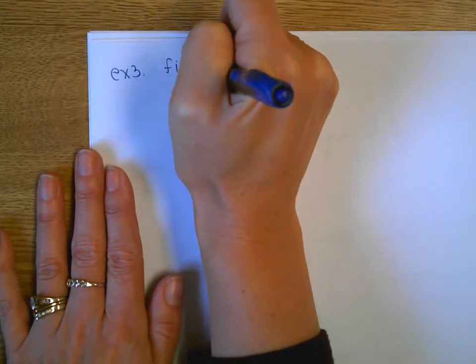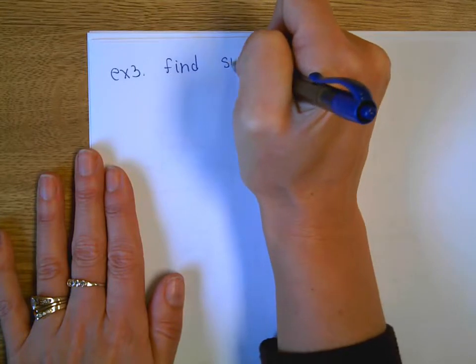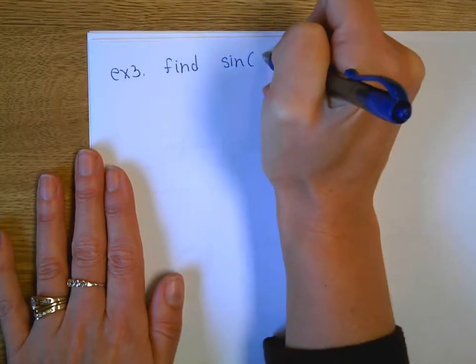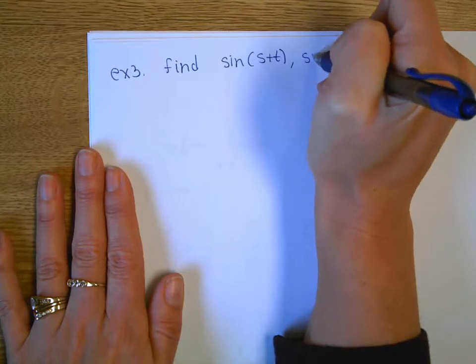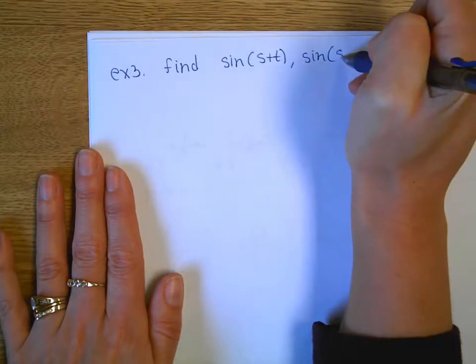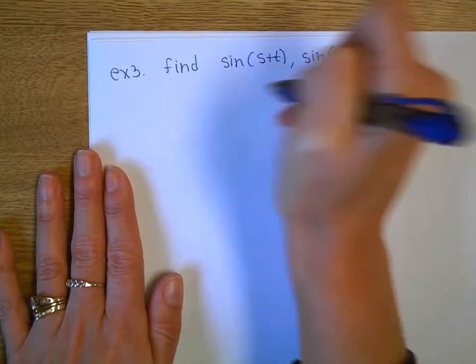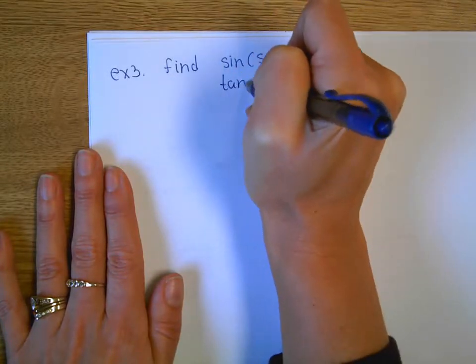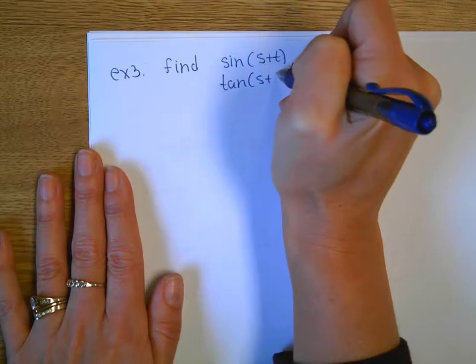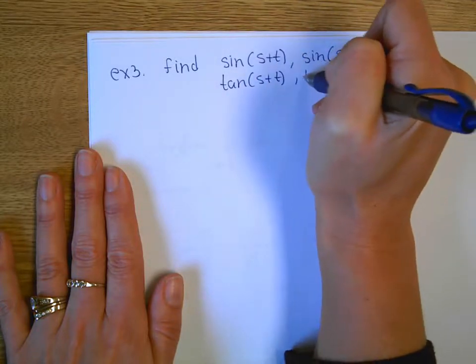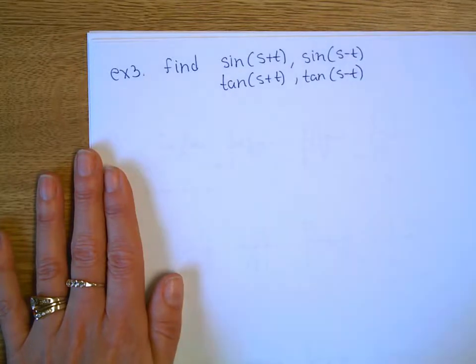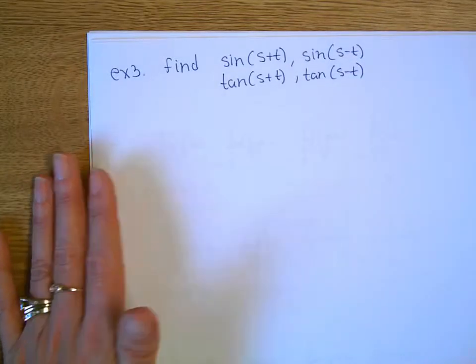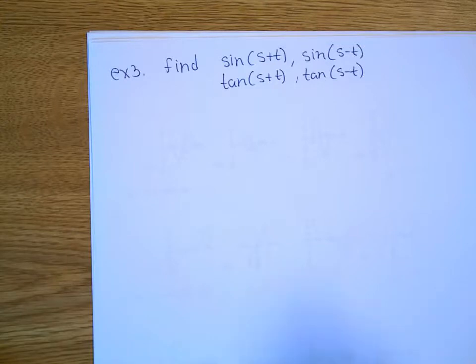Find sine of s plus t, sine of s minus t, tangent of s plus t, and tangent of s minus t. Why do you have to do t? Because the book uses t. So I'm just going to go with it. You can change it to anything you like. No, because then it makes it confusing.